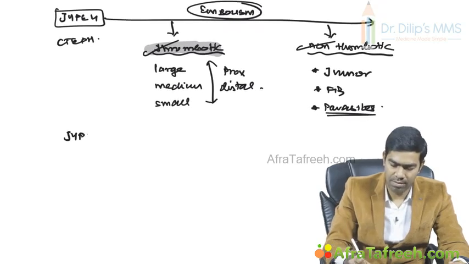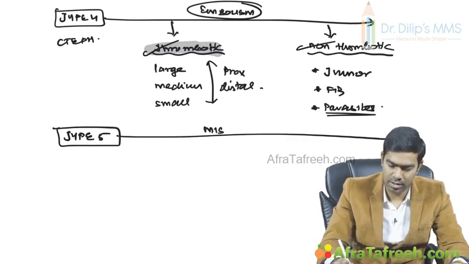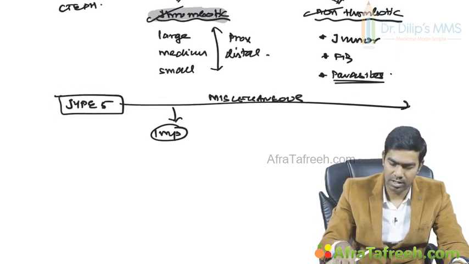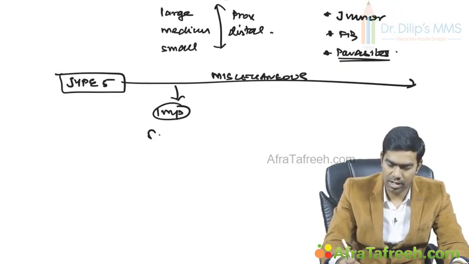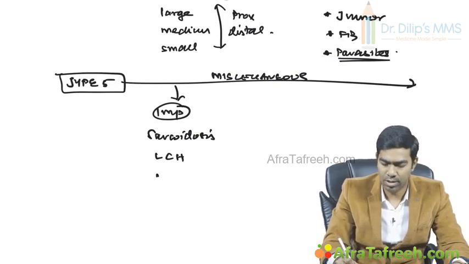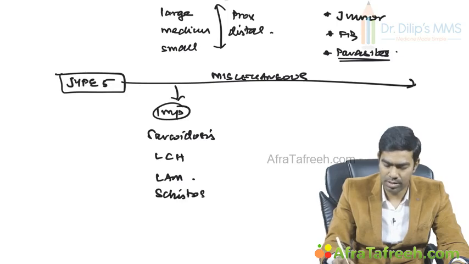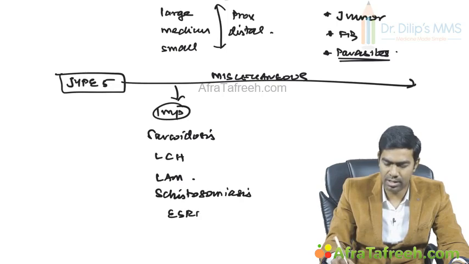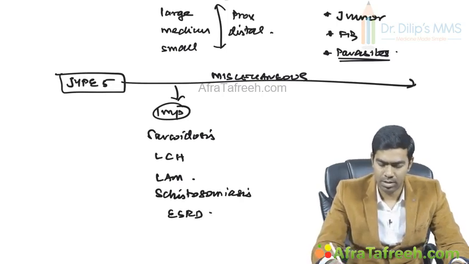And finally, you have type 5. That is miscellaneous, which will not fit under anything. So what are the important conditions? Some important conditions are there, like sarcoidosis, whose mechanisms are not clearly understood, how they produce pulmonary hypertension. Langerhans cell histiocytosis, then lymphangioleiomyomatosis, schistosomiasis, multifactorial, that's what I'm trying to tell, and end-stage renal disease, CKD patients.